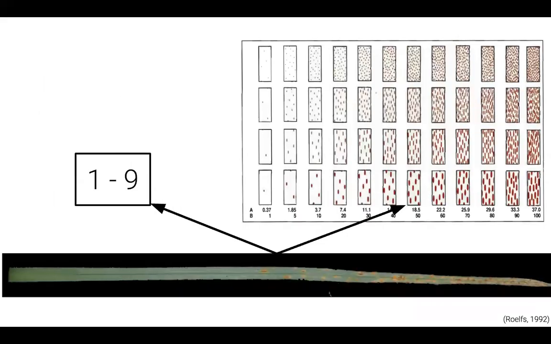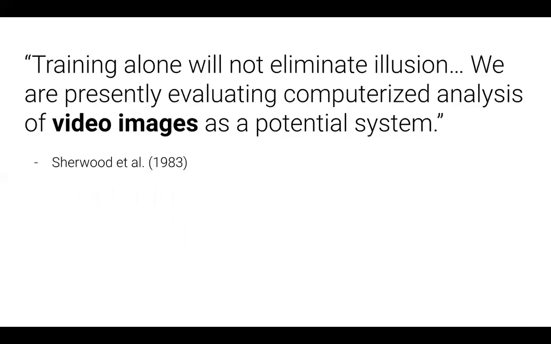So oftentimes crown rust for turf breeders is measured on, again, a 1 to 9 scale. I'll be talking about the modified Cobb scale, so maybe a 1 to 100 scale or 0 to 100% scale, but it's still subjective, right? And I just like this quote from Sherwood et al. 1983. So he's talking about trying to train raters to rate for a disease in forages. So training alone will not eliminate illusion. We are presently evaluating computerized analysis of video images as a potential system.